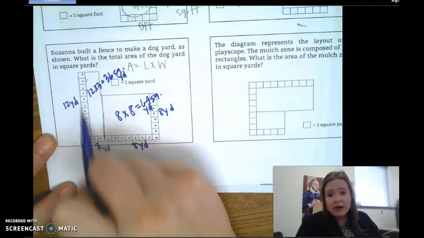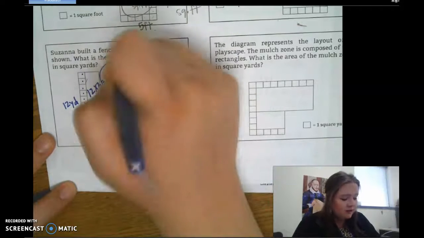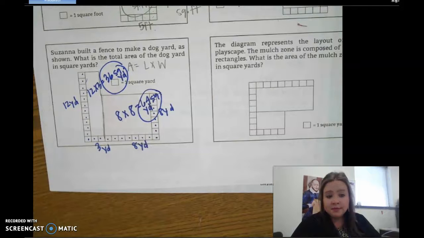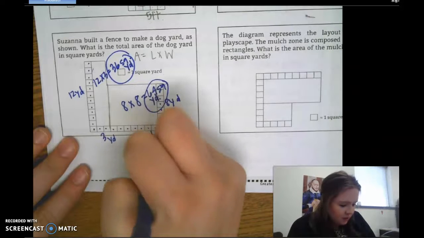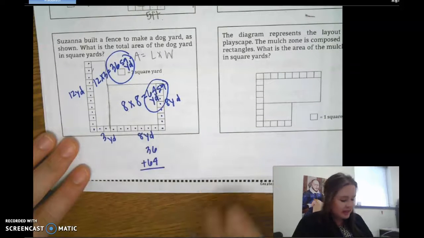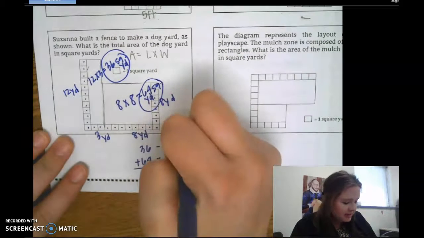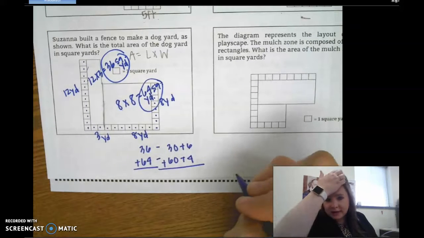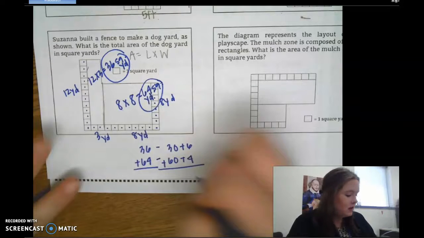That's the area of this one. 64 square yards is the area of this one. What are we going to do to find the area of the whole figure? Good. We are going to add 36 plus 64. Could you add 64 plus 36? You sure could. 30 plus 6, 60 plus 4. Okay, what is 6 plus 4? Good job. 6 plus 4 is 10.